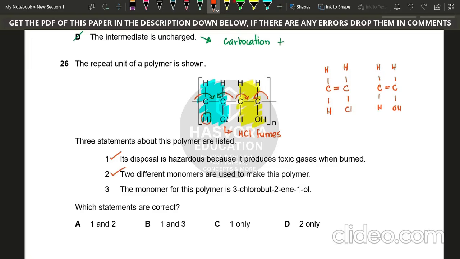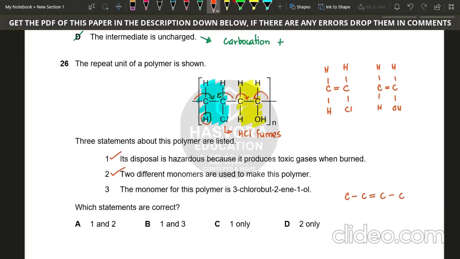So whenever they are asking you whether one or two monomers are used, you just have to unwind and check the carbon it is bonded to, whether it's saturated or not. Okay, because in that case it will try to take the hydrogen from that one. So the third says the monomer for this polymer is 3-chloro-but-1-en-1-ol. Okay, so first of all let's make the structure of butene. So but-2-ene.